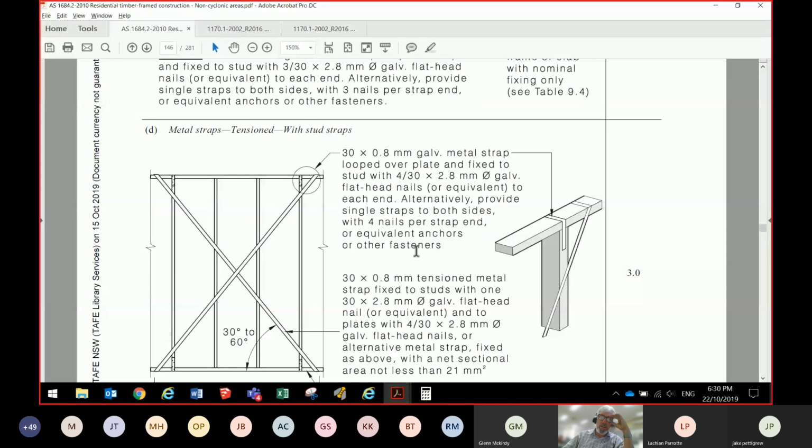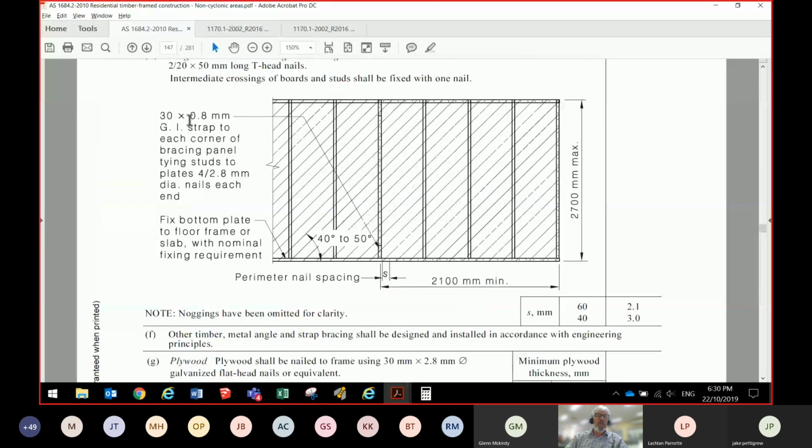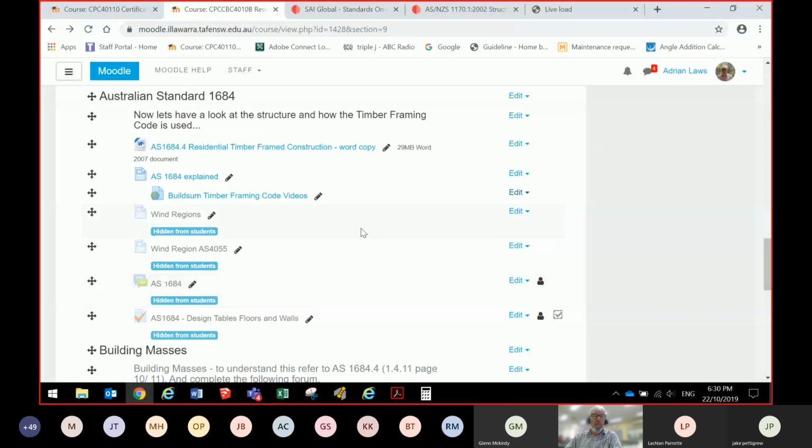And so why I showed you those difficult calculations before is that this type of information that's available to us takes into account all those calculations. And if it says we have to use 30 by 0.8 millimeter galvanized iron strap to each corner of the bracing panel, tying studs to plates with 4 2.8 millimeter diameter nails each end, that's the sort of thing you'll see on the engineer's drawings for a job. That means exactly what you use. They've got to be galvanized iron strap, got to be 4 2.8 millimeter diameter nails each end, and you've got to do it exactly according to that, otherwise potentially the whole thing won't stay up.